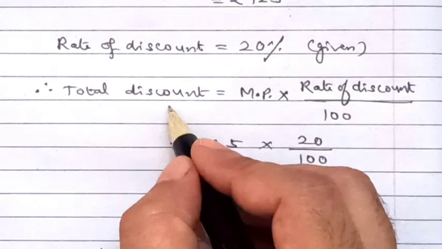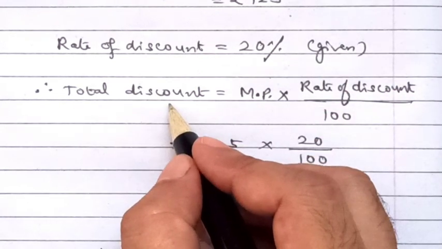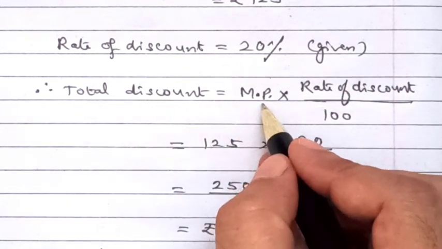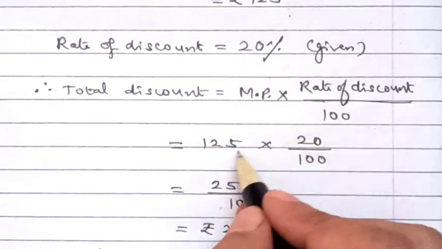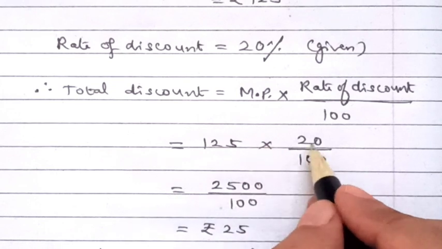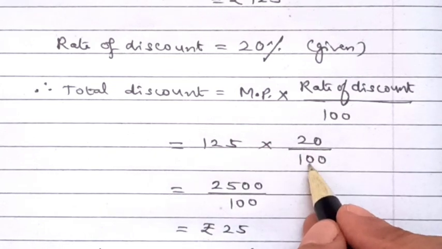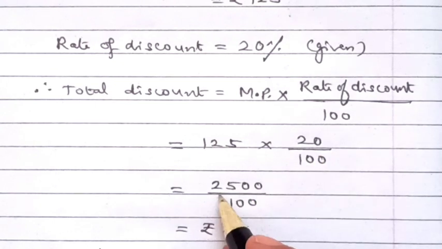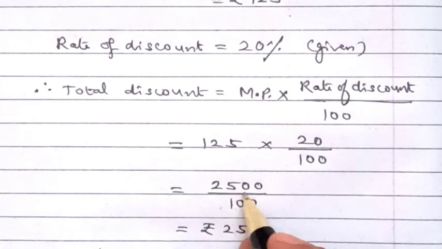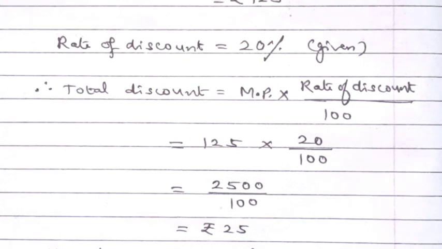So find the total discount. I had given you the formula. Total discount is equal to mark price into rate of discount upon 100. Write 125 into 20 upon 100. 0 cancels. You multiply, you will be getting 2500 upon 100, or 250 upon 10, which will give you rupees 25.